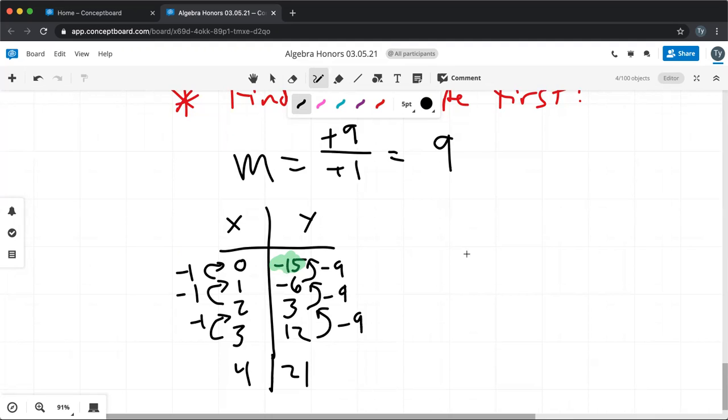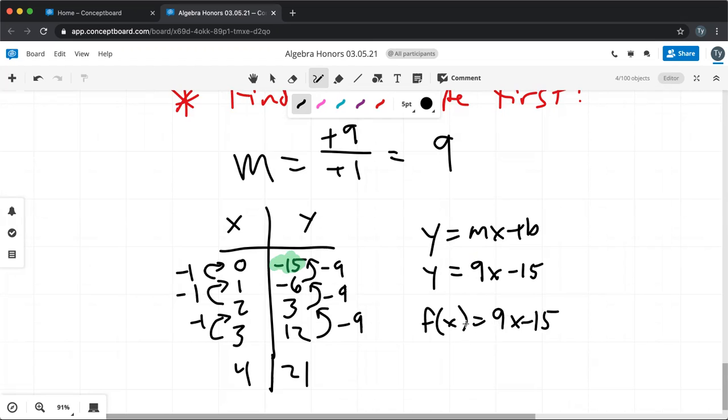Okay, the last step here is to write the equation. So we have y equals mx plus b. We found our m was 9. We found our b was the y-intercept, or negative 15. So we have y equals 9x minus 15, but it wants it as f of x, right? But we said before y was equal to f of x, so we just replace the y with an f of x. And this will be your answer.